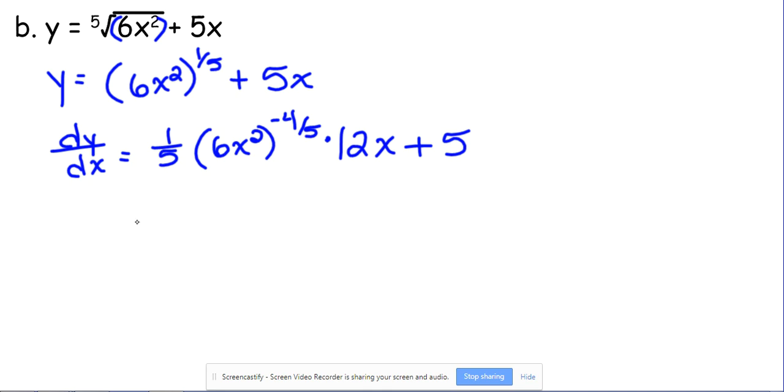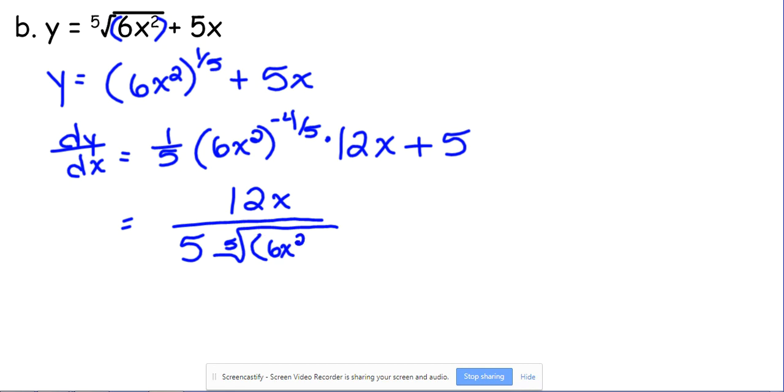Now let's fix this up a little bit, because I don't like all these fractions everywhere. So negative exponent, it's going to go to the bottom. That means 12x is in our numerator. The 5 is in the bottom. Let's go ahead and write that as the fifth root. You've got to put the 6x squared in parentheses, because that whole thing is being raised to the fourth. And then we've just got a plus 5 stuck on the end. And that's pretty much about all you can do.